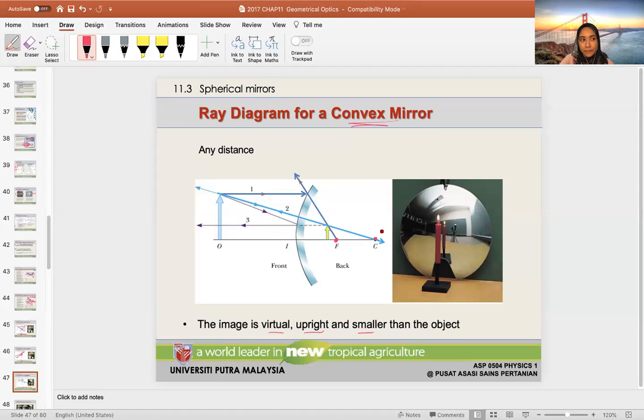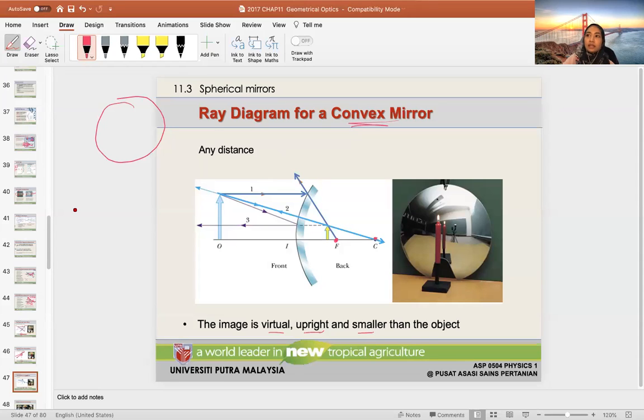All images formed by convex mirror are virtual, upright, and smaller. So the one that you see at the store, like 7-Eleven, I think, there is a mirror at the ceiling, not at the ceiling, at the corner of the ceiling. So that is a convex mirror.